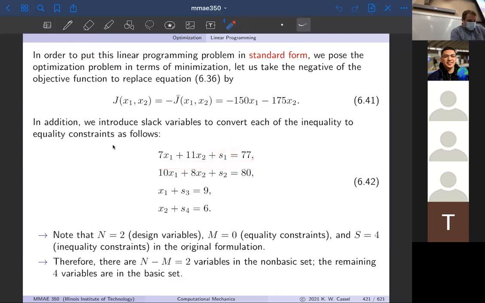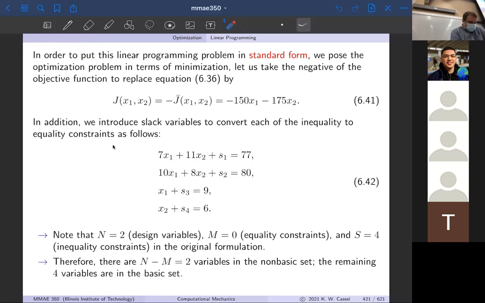And remember what it does. It just takes up the slack so that we can make this, instead of a less than or equal to, we can make it an equal to sign. So S1 has to be positive, sorry, it has to be non-negative. It could be 0. If 7x1 plus 11x2 is equal to 77, then S1, of course, would be 0. Or it could be positive in the case where 7x1 plus 11x2 is something less than 77, then S1 takes up the slack, the difference between those two.